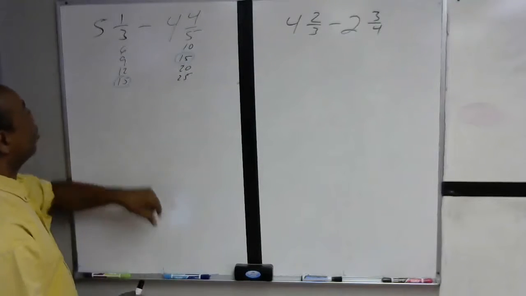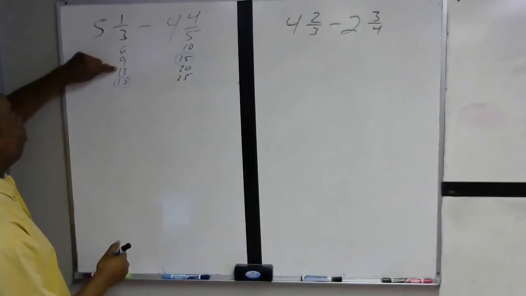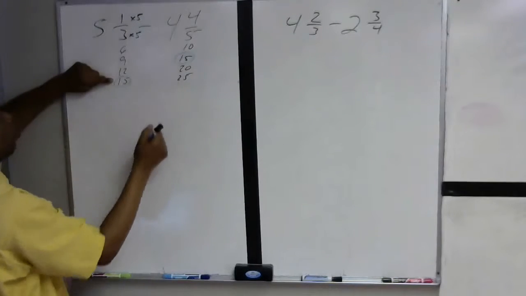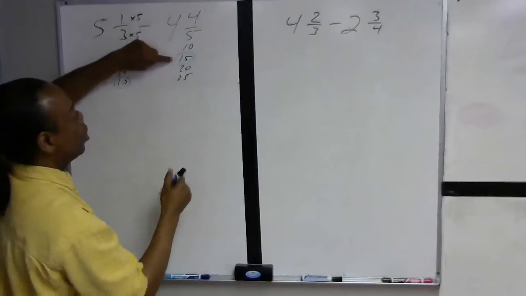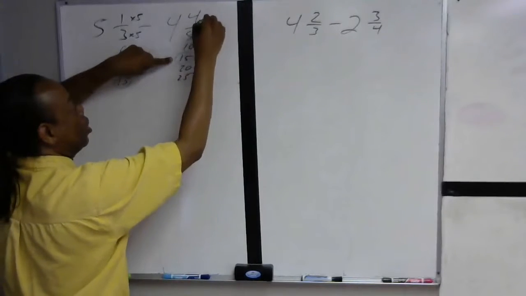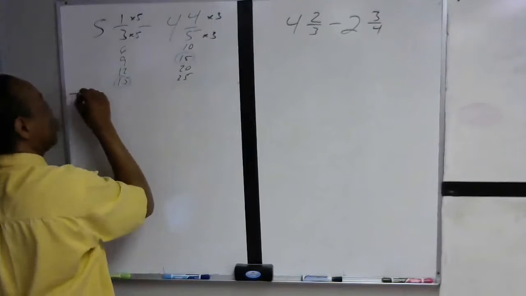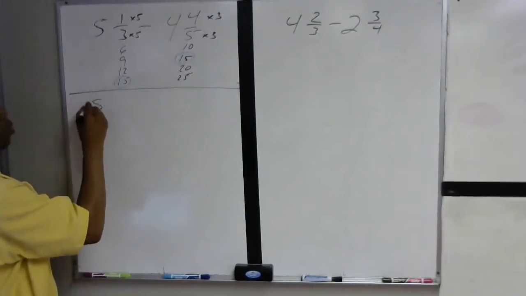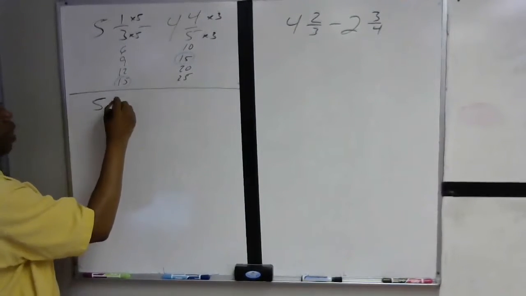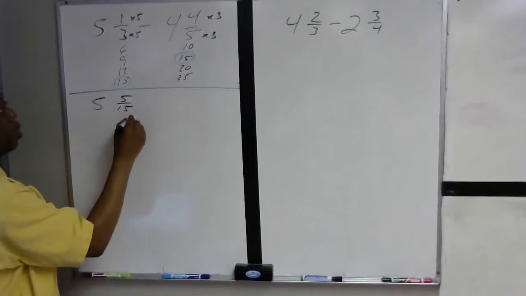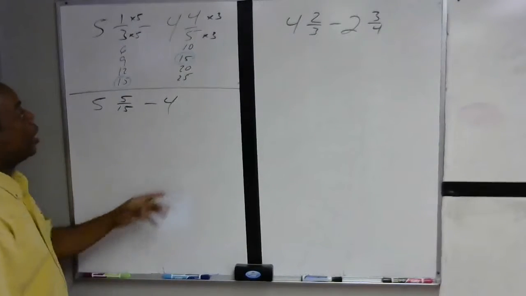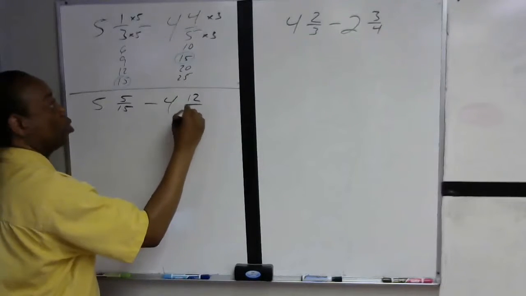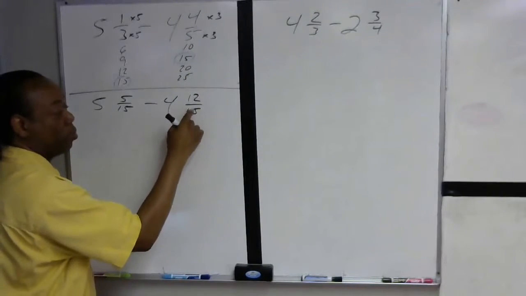So let's count here. 1, 2, 3, 4, 5. So this is times 5, times 5. Here, 1, 2, 3. So this is times 3, times 3. Okay, so we're going to multiply those. 1 times 5 and 3 times 5, which is 5 and 15. And here we got 4 times 3 and 5 times 3, which is 12 and 15.